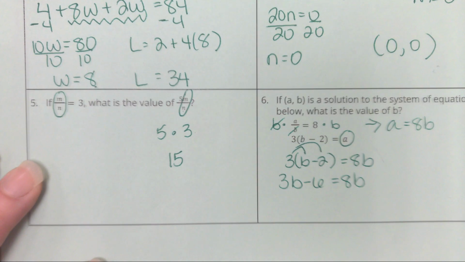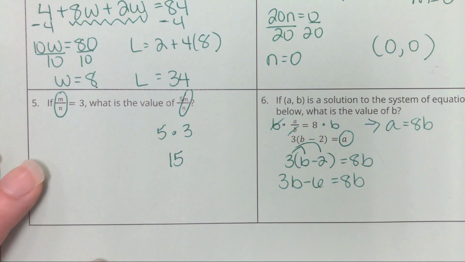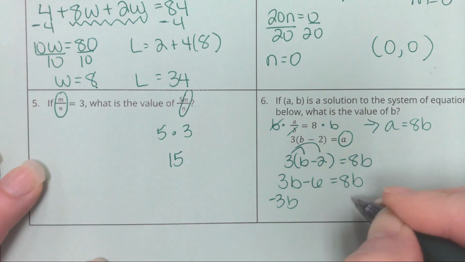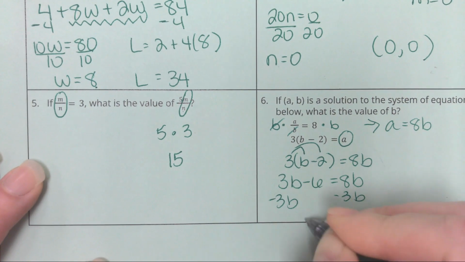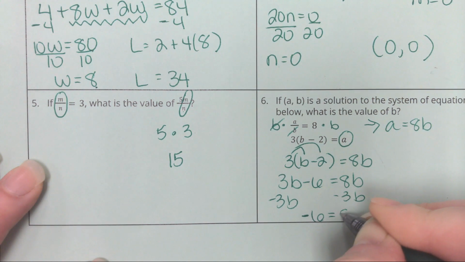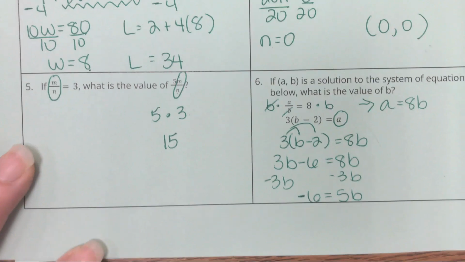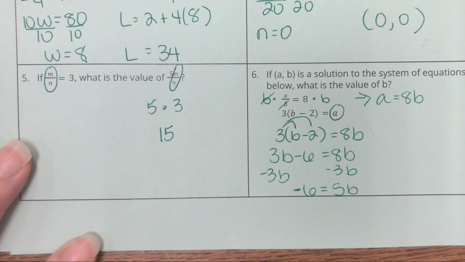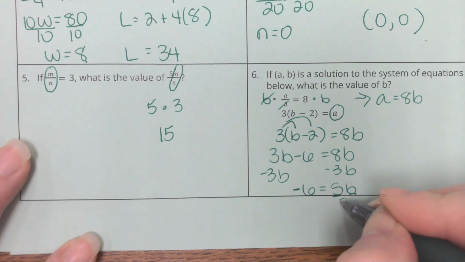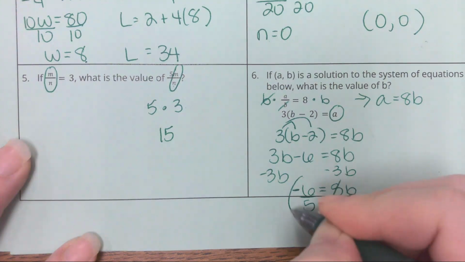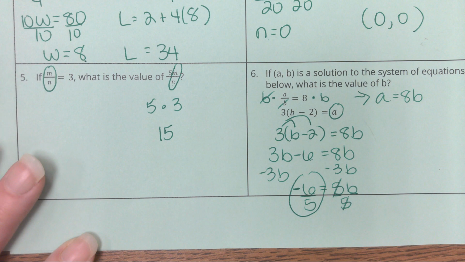What next? Good. So I minus 3, I get negative 6 equals 5B. Divide by 5. And just leave it. The question only asked for this one. It didn't ask for A, it just asked what's the value of B.